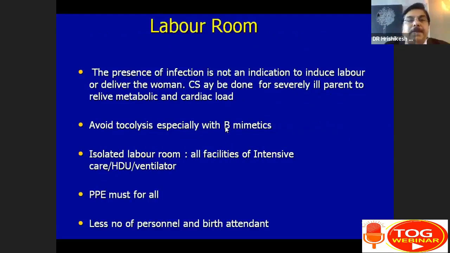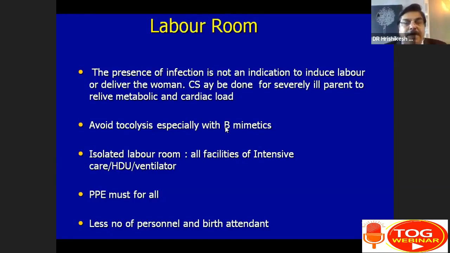As far as the labor room is concerned, the presence of infection is not an indication to induce labor or deliver the woman. Cesarean section may be done for severely ill patients to relieve metabolic and cardiac load. Most of the research papers that have come out from China or from United States have the mode of delivery as cesarean section, though it is not because of the disease, but because most of them are severely ill and they may land up with cesarean section. You should avoid tocolysis, especially with beta mimetics, and the labor room should be isolated.